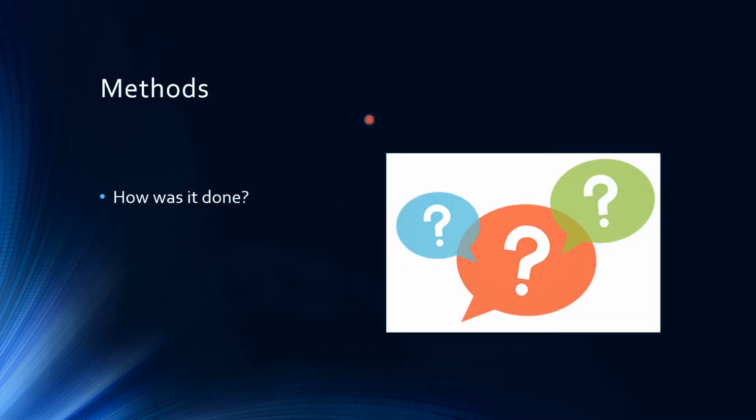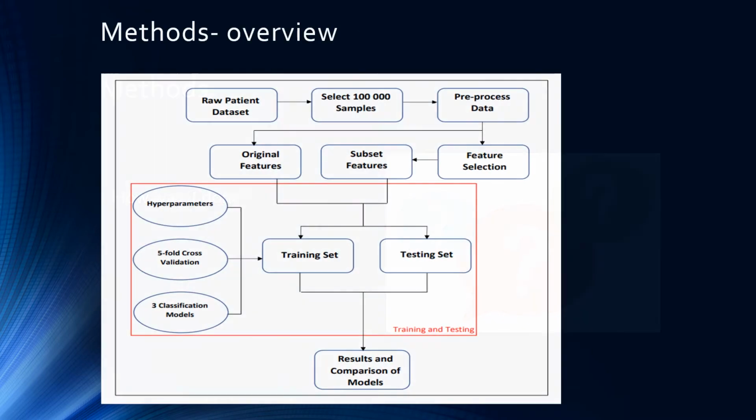Methods. How was it done? Methods overview. This diagram describes the overview of the methods, in which we will describe it in more detail in the next few slides. We start off with a raw patient data set in which we select 100,000 samples.